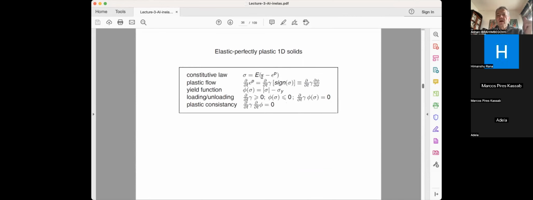In summary, I have my constitutive equation to be sigma equal to E times epsilon minus epsilon plastic. And then I have epsilon plastic dot to be equal to gamma dot times sign of sigma. I have the yield function to be absolute value of sigma minus sigma y. Loading, unloading condition: gamma dot positive or 0, phi negative or 0, gamma dot times phi equal to 0. Plus this consistency condition saying that phi dot equal to 0. That gives me the possibility to compute my gamma dot for the case when I have plasticity.